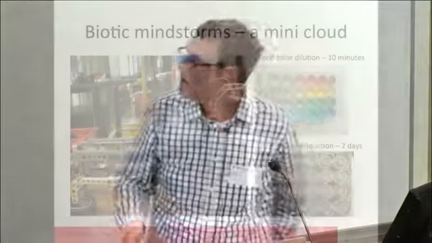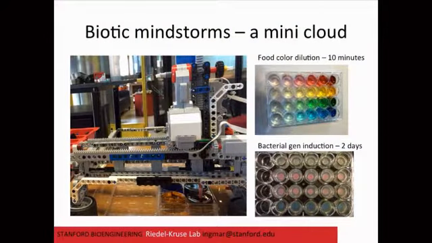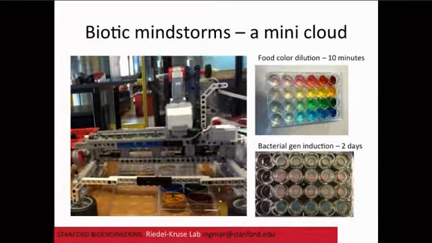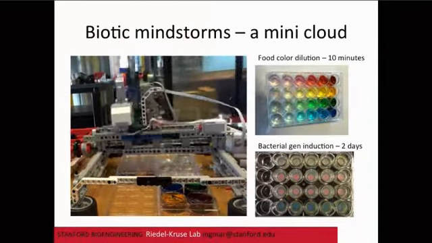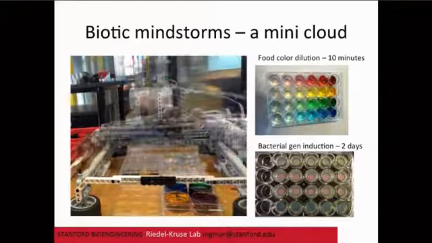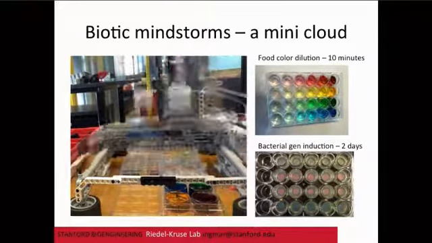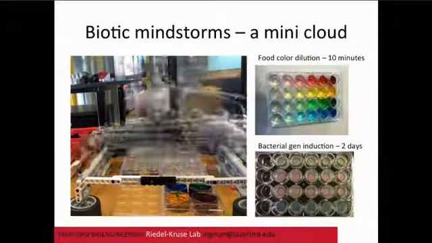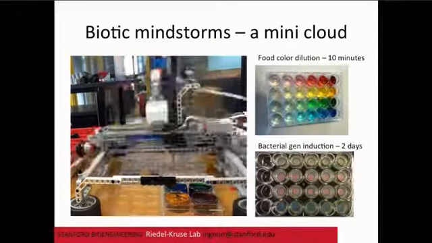And here's another example of an already a little bit more simplified robot where you can, for example, program in 24 well plates, as you see here, food color gradients, right? Something that is very easy to do, is colorful. You can now think about more colorful mixes.